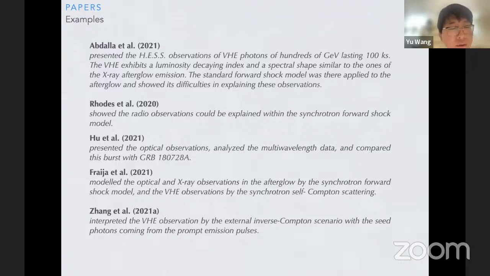Then Hu et al. presented the optical observation, and they analyzed the multi-wavelength data and compared with GRB 180728A. And Fraija et al. modeled the optical and X-ray observation in the afterglow by the synchrotron forward shock model, and they modeled the very high energy observation by the synchrotron self-Compton scenario. Zhang et al. interpreted the very high energy observation by the external inverse Compton scenario with the seed photons coming from the prompt emission process.